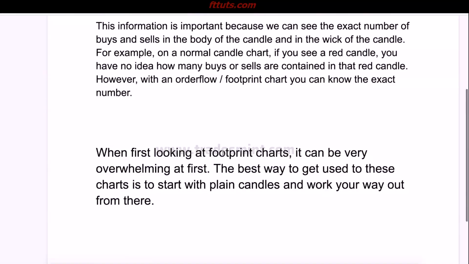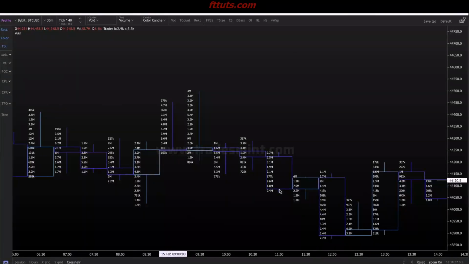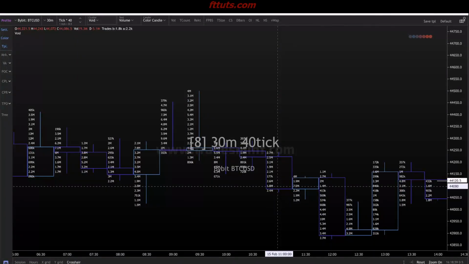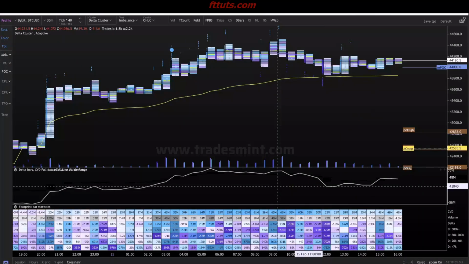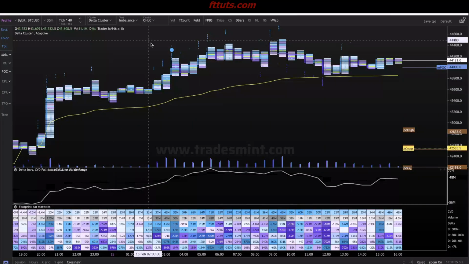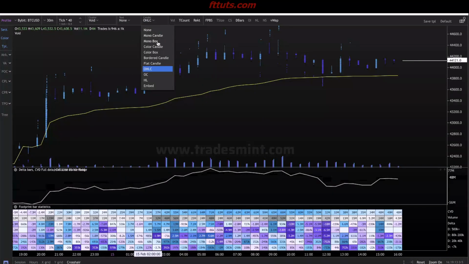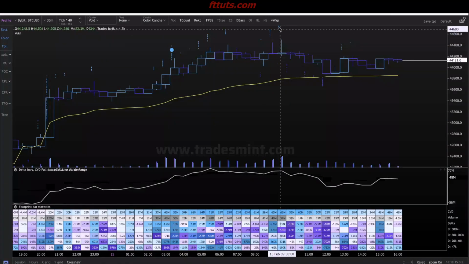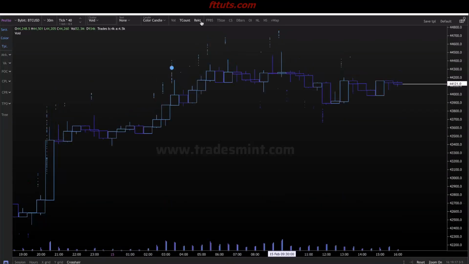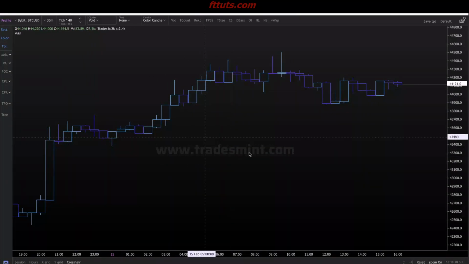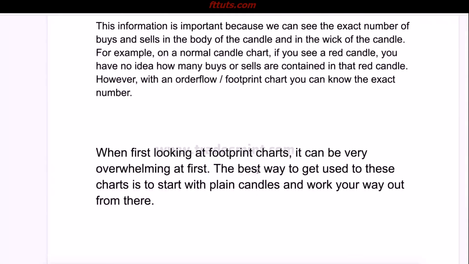Now, when first looking at footprint charts, it can be very overwhelming for people because they see things like this, right? They just see all this data. They see the footprint bar statistics down here. They see CVD, all these little added bells and whistles. But again, like I went over last session, it's important just to strip this stuff down and start with just the regular old color candles and then add from there, because it will help you kind of put into perspective what you are seeing. Okay.